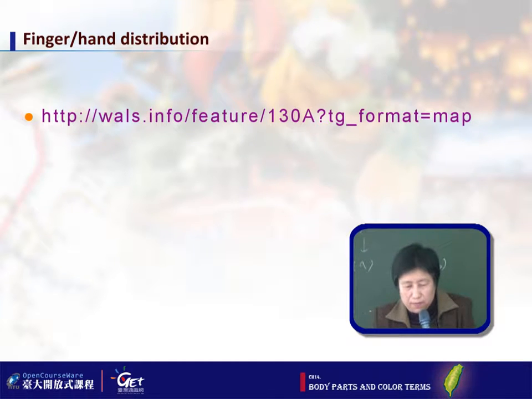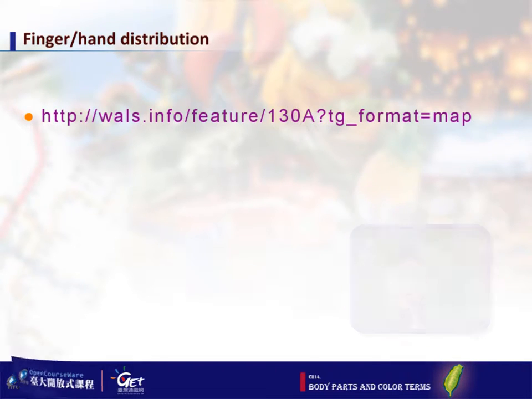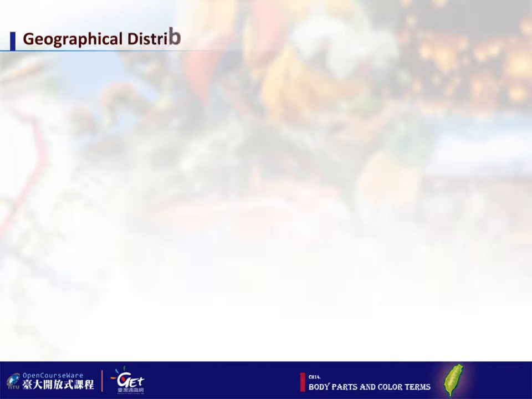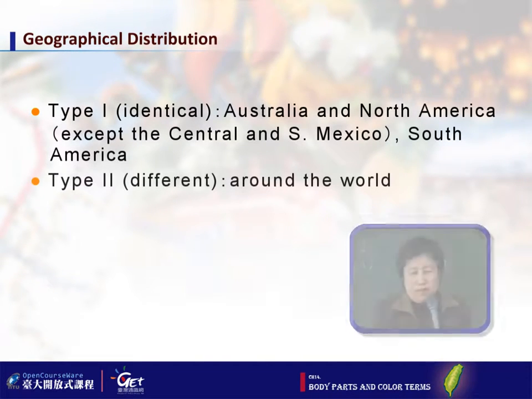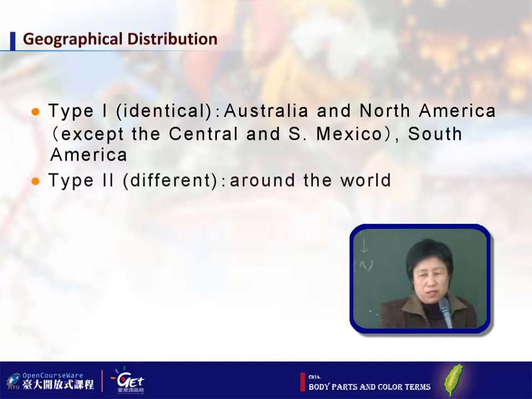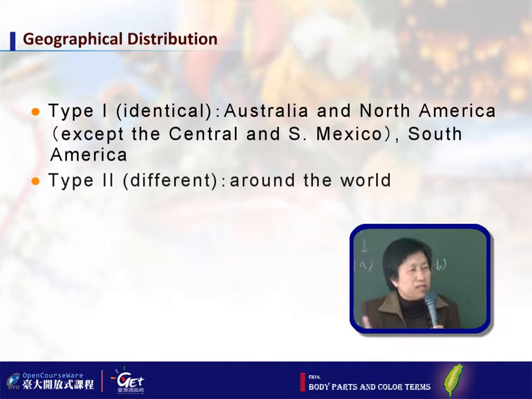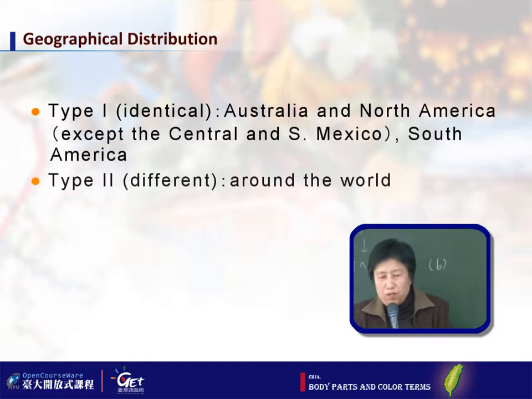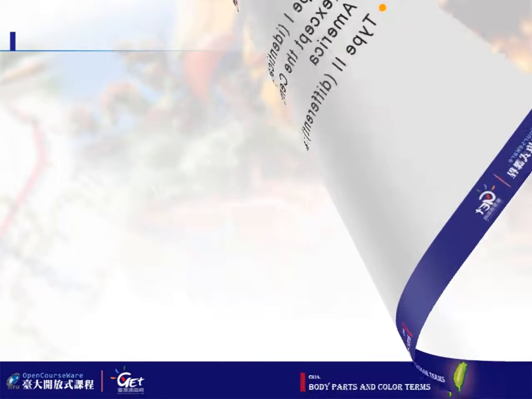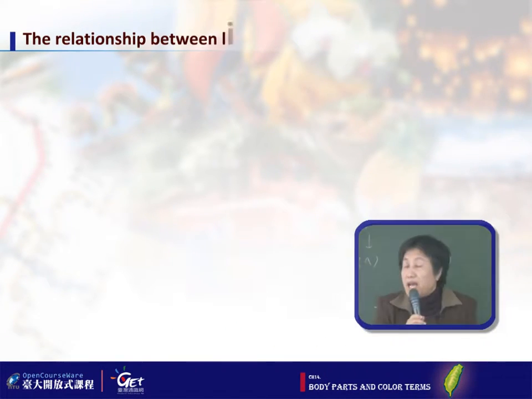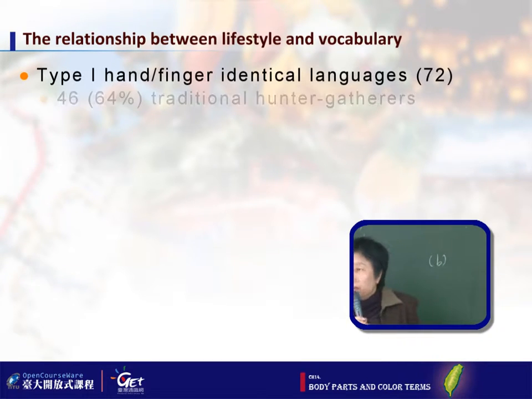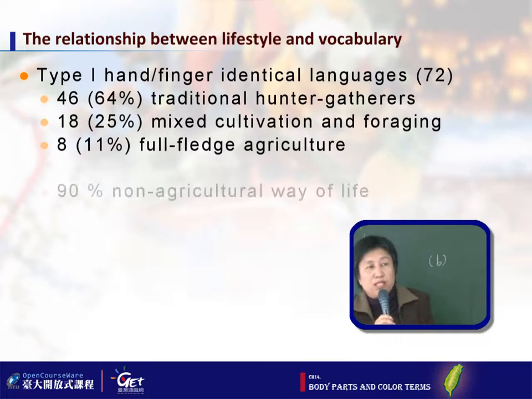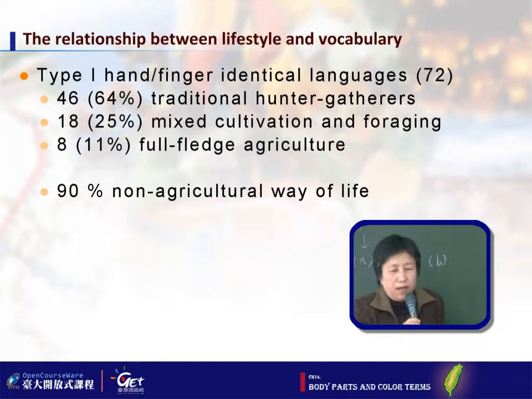Okay, so let's see how it could be explained in terms of culture. Again, you see geographical distribution: type 1 in Australia, North America, South America, type 2 around the world. So you cannot see a generalization from geographical distribution. But then it could be explained in terms of lifestyle. The vocabulary that you use will be based on the lifestyles that you lead.